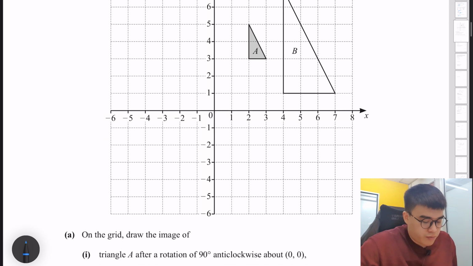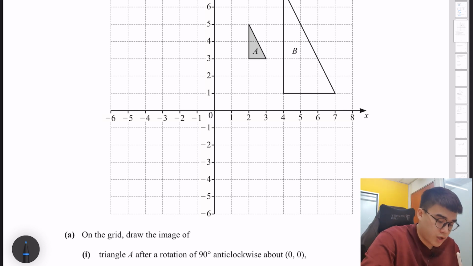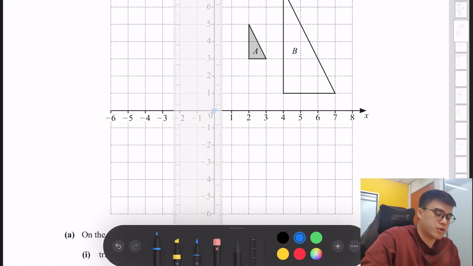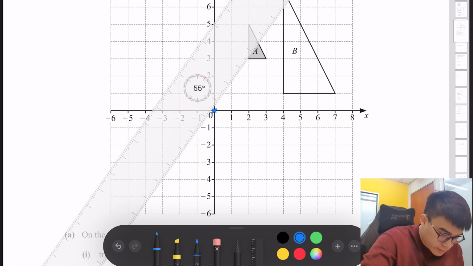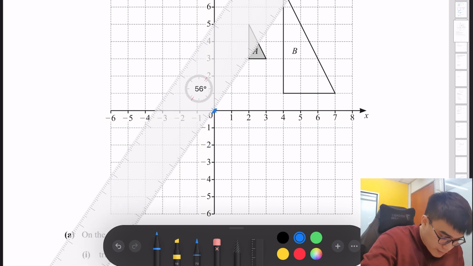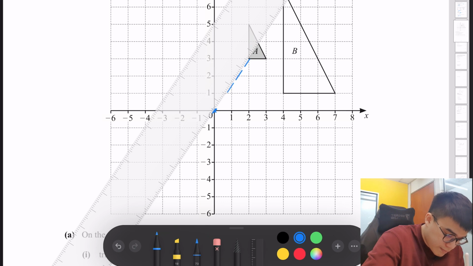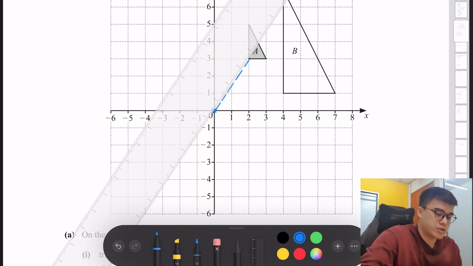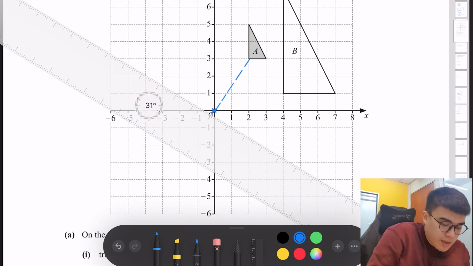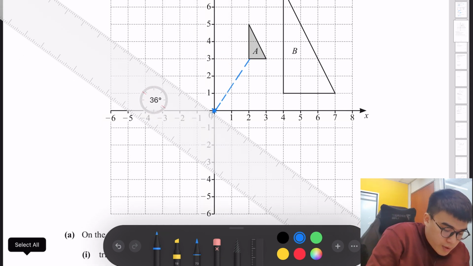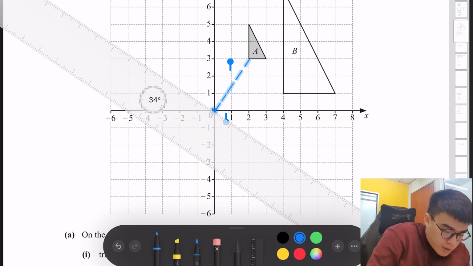Draw the image of triangle A after a rotation of 90 degrees anti-clockwise about 0, 0. So this is the point of rotation that they gave us. As per usual, I'll be placing my rulers here. And anti-clockwise means the graph will be located on the left-hand side. So with this, I can estimate that the point will be arriving somewhere around here then.